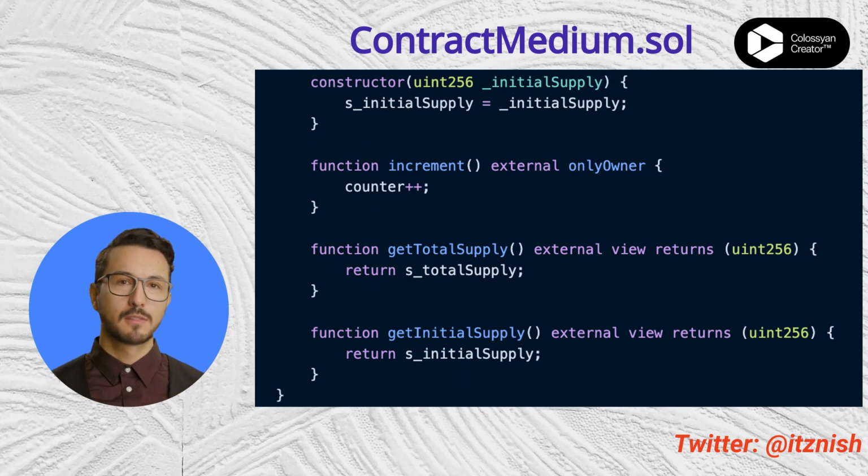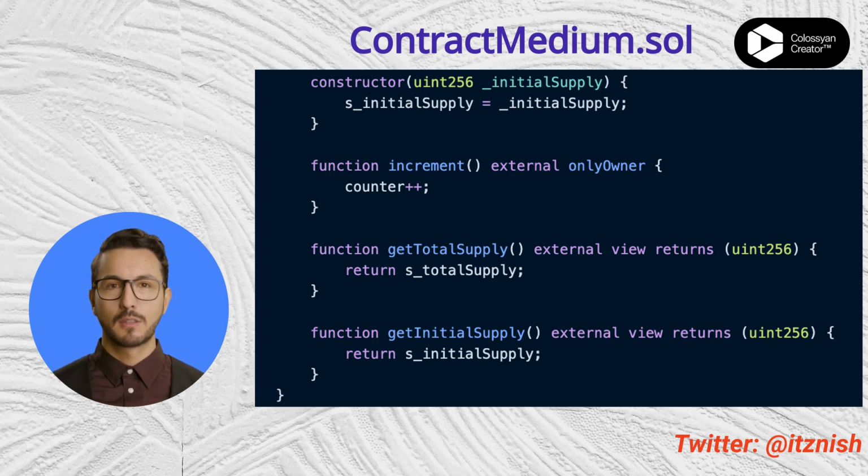Right, on to the next part of the contract now. Let's review the smart contract functions, starting with the constructor, then the increment function, and finally the getter functions. The constructor uses a temporary variable underscore initial supply to set the value of s underscore initial supply state variable. Increment function is declared as external, meaning it can be called only from outside this contract, thus saving some gas.